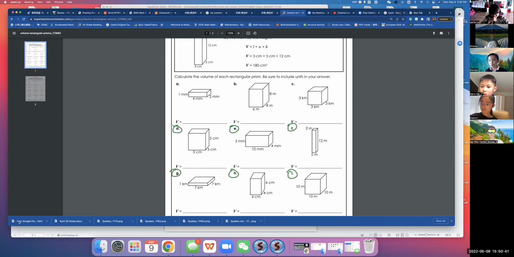So D, E, F, G, H, I. Yes, 6 questions. Calculate the volume. E, F, G, H.